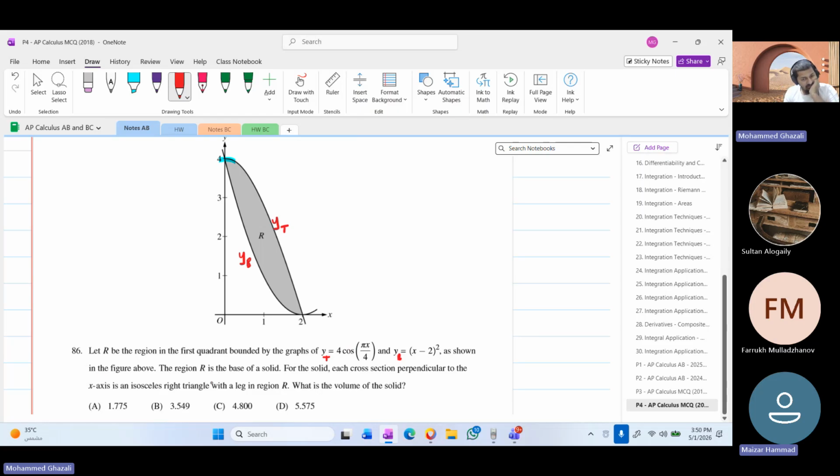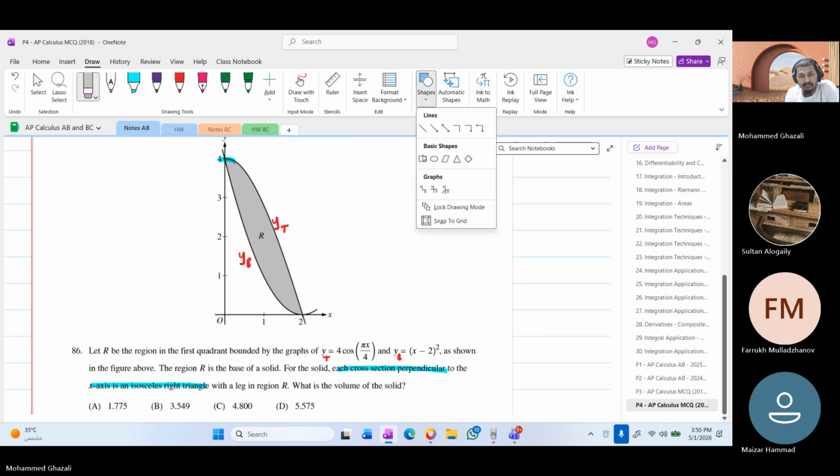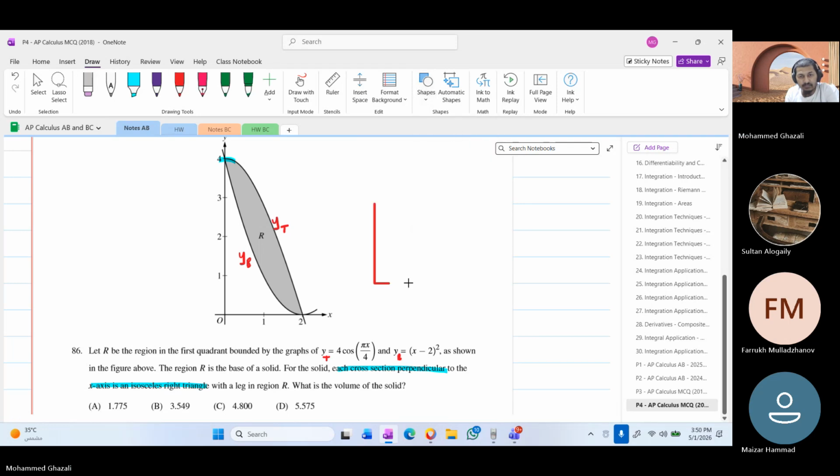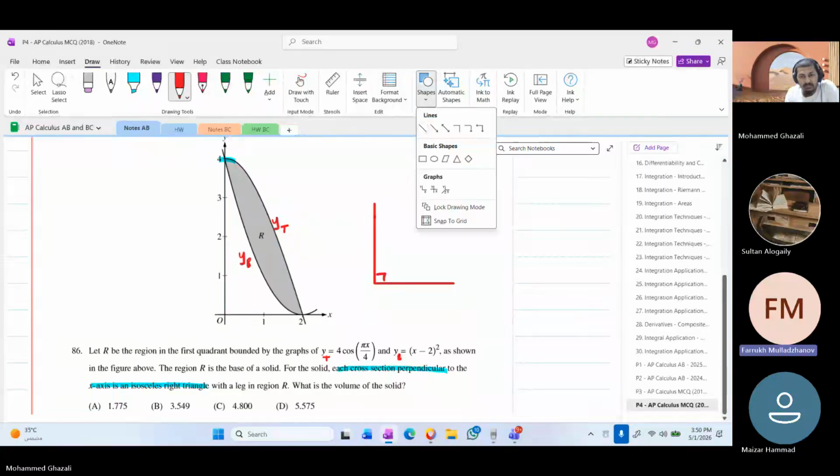What is the volume of the solid? The region R is the base of the solid. For the solid, they're talking about cross section. Each cross section perpendicular to the x-axis is an isosceles right triangle with a leg in region R. So perpendicular, so I'm drawing an isosceles triangle here. Isosceles means 45-45, in that case, the special triangle.